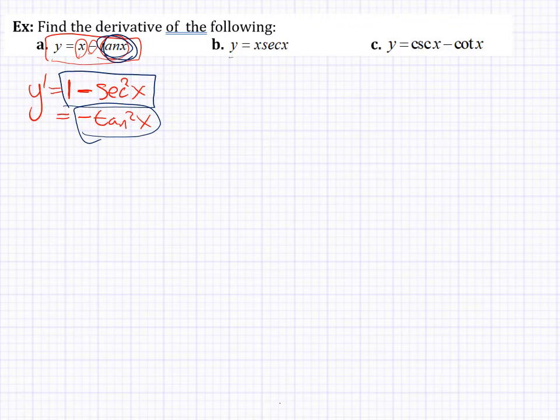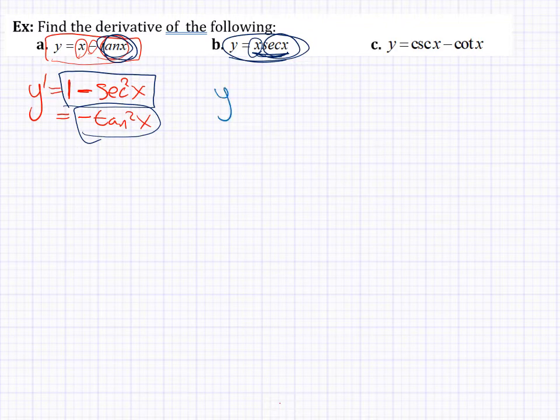All right, let's go to B. X times secant x. Now this is a product, so I'm going to have to apply the product rule. In applying the product rule, I'm going to also have to take the derivative of both x and secant x. And if I don't know the derivative of secant x, I wouldn't be able to do this. But we now know that.